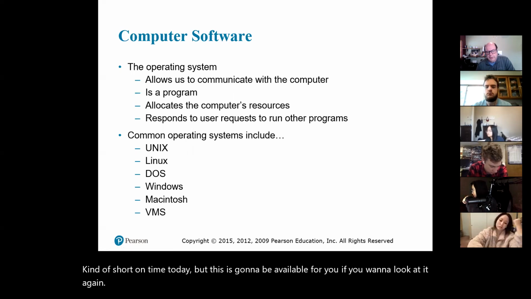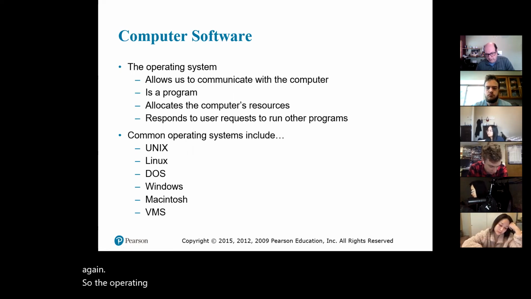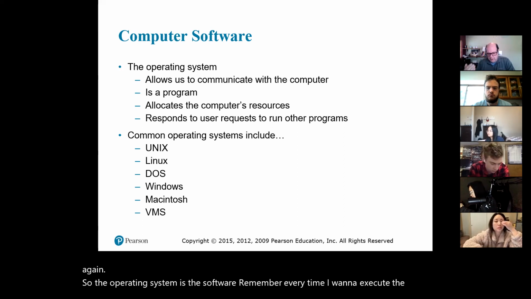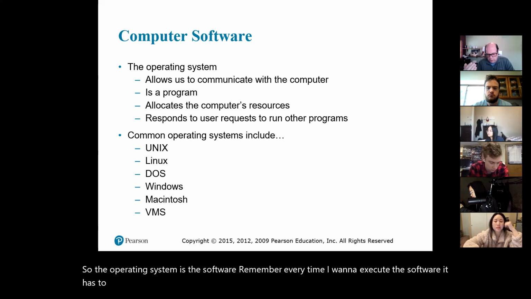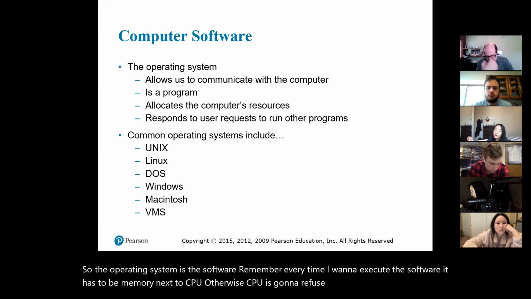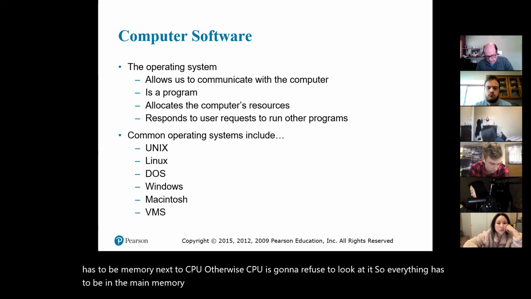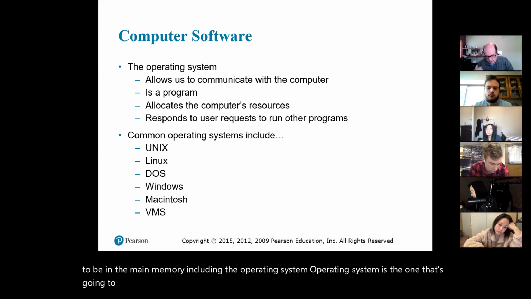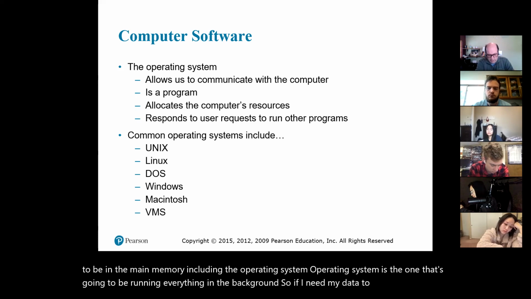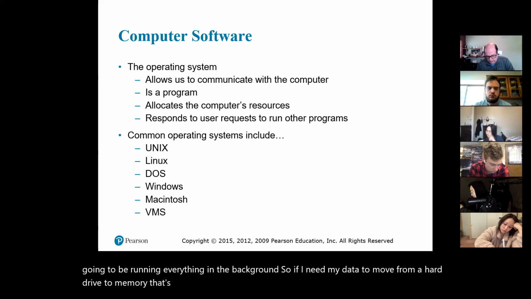So the operating system is the software. Remember, every time I want to execute the software, it has to be in memory next to CPU. Otherwise, CPU is going to refuse to look at it. So everything has to be in the main memory, including the operating system. Operating system is the one that's going to be running everything in the background. So if I need my data to move from hard drive to memory, that's the job of operating system.